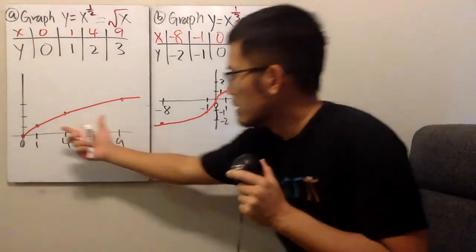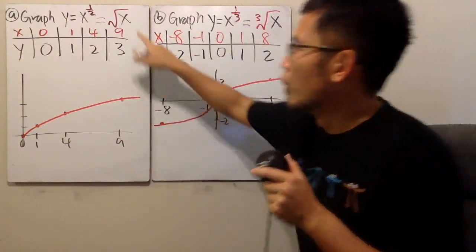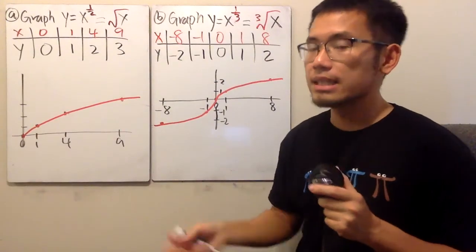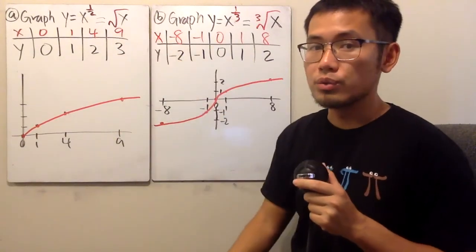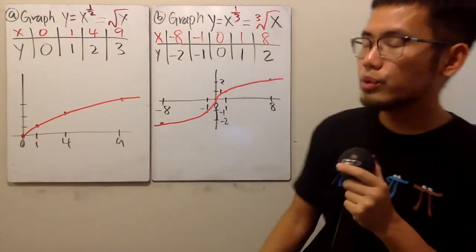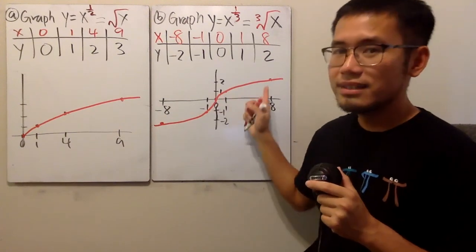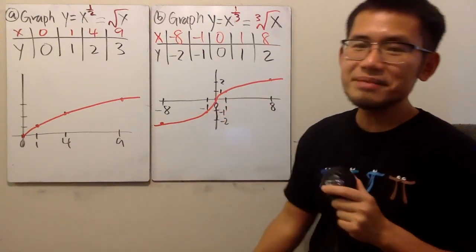As you can see, on the right-hand side, the graph looks similar, but when we have the square root, we cannot put negative numbers inside of the square root. That's why we only have one part. However, once we have the cube root, negative numbers are allowed. So that's why you have the whole thing. It's like an S shape, right? So that's it.